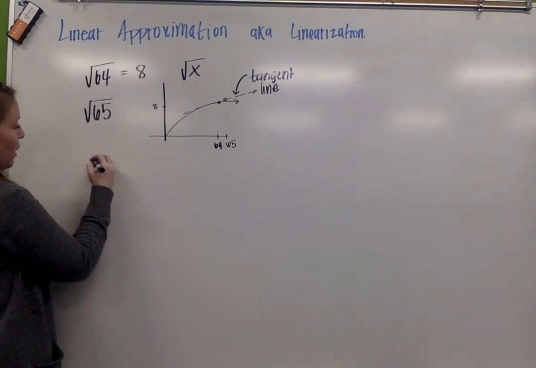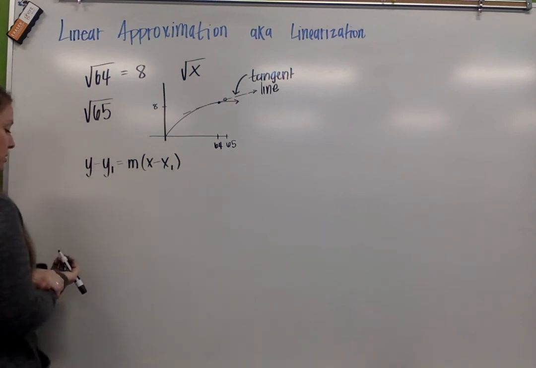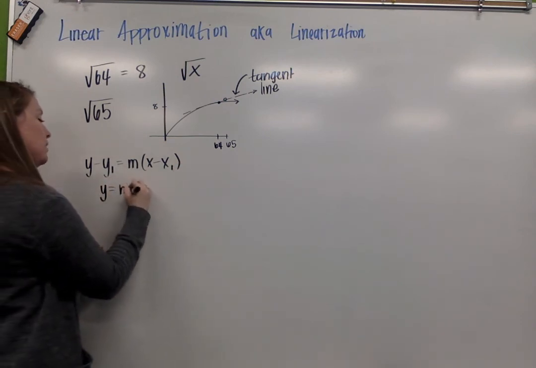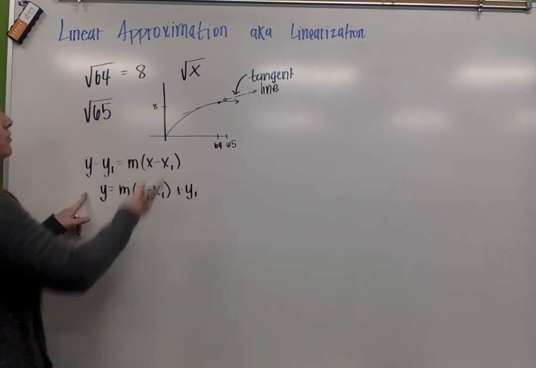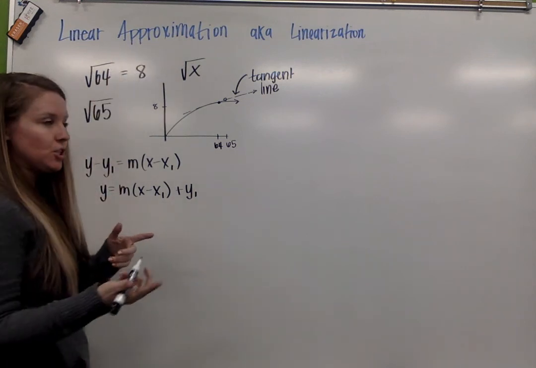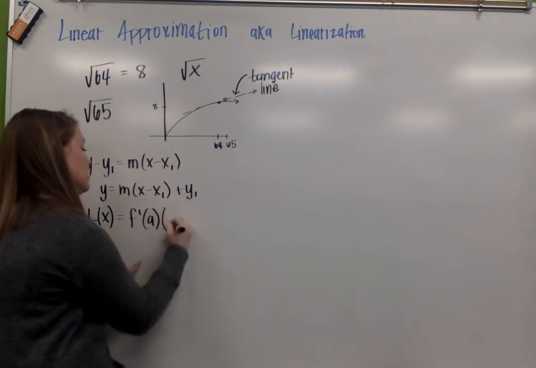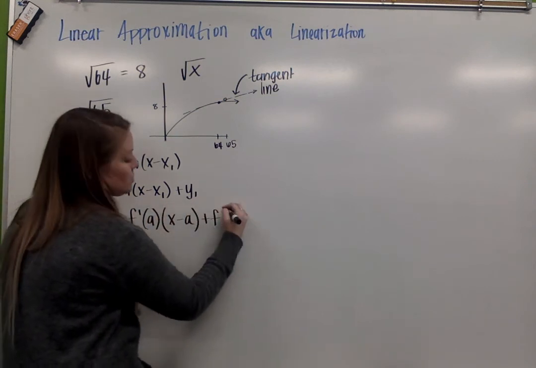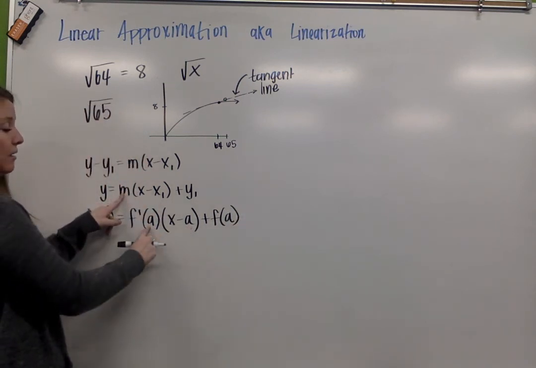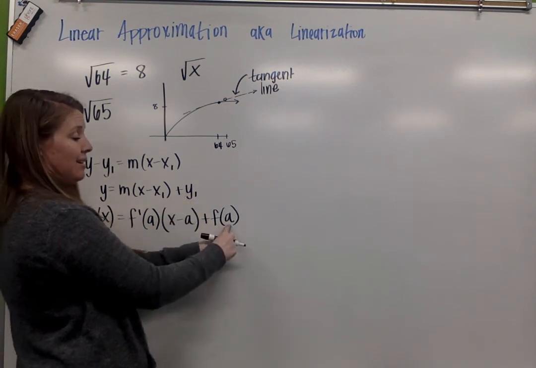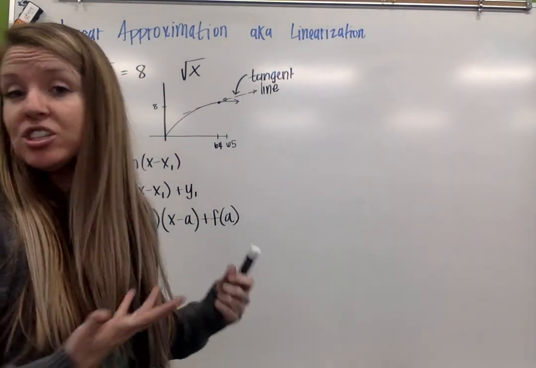If you remember, we write lines y minus y1 equals m times x minus x1. Then to figure it out, we just isolate the y, and our line looks like this. Well, for linearization, or our linear approximation, I'm going to write it and make it look fancy like I'm in calculus. And it looks like this. f prime of a means slope at a, and f of a means y at a. So again, it just looks fancy. It's the same thing we've been doing. It's just in calculus vocab.